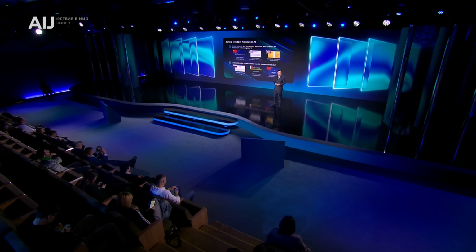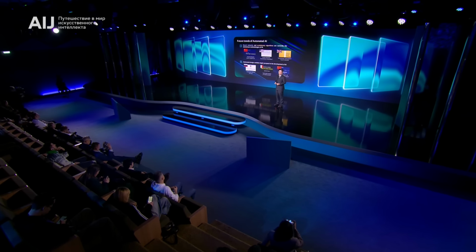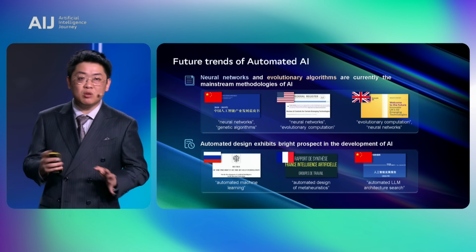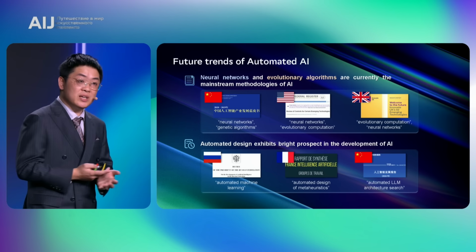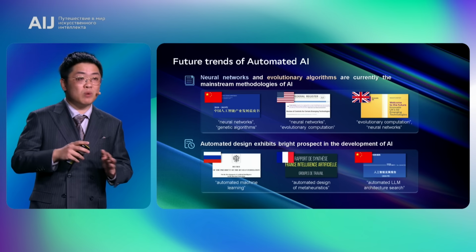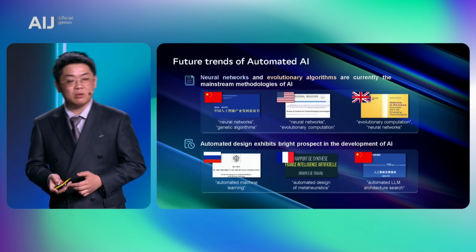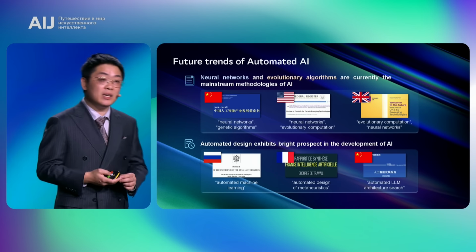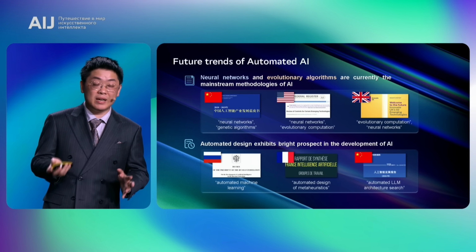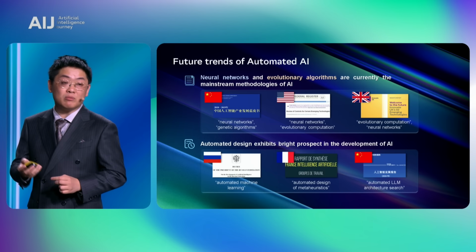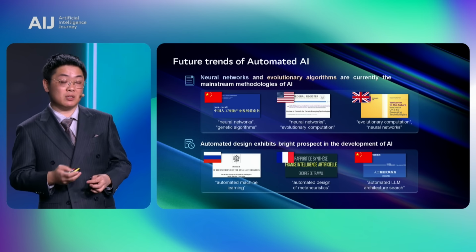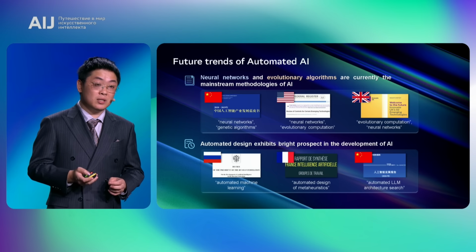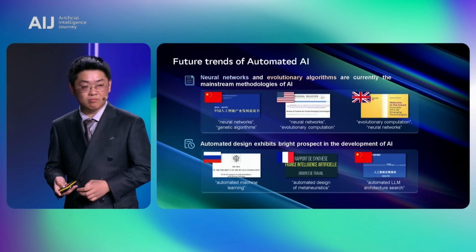Well, in the near future, neural networks and evolutionary algorithms are currently the mainstream methodologies of AI. As we can observe from the reports published by different countries, terms like neural networks, genetic algorithms, and evolutionary computation can be widely observed from these reports. Meanwhile, automated design methods exhibit a bright prospect in the development of AI, where terms like automated machine learning, automated design of meta-heuristics, which just means evolutionary algorithms and something else, and also automated large language model architecture search can also be widely observed from the reports.